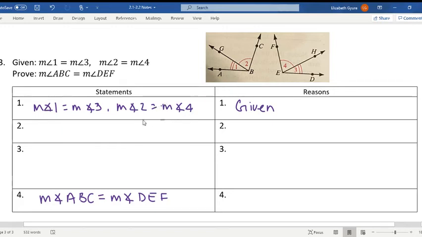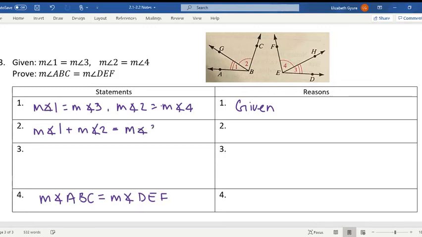Well, if we know that measurements are equal, we could use our addition property to add it to either side of our other equation. So what we're going to do is say that the measure of angle 1 plus the measure of angle 2 equals the measure of angle 3 plus the measure of angle 4. Again, we know based on our given that the measure of angle 2 and the measure of angle 4 are equivalent, which allows us to add them to either side.